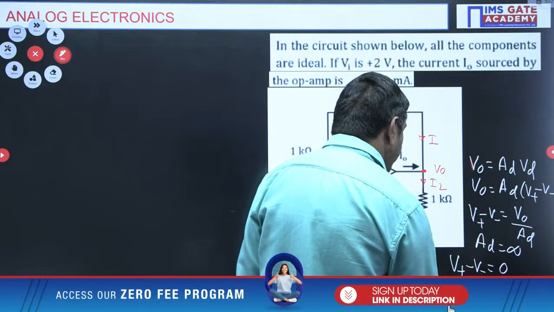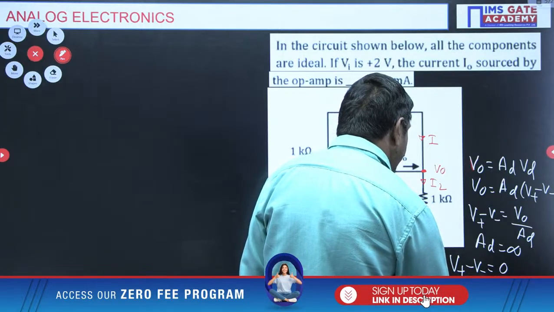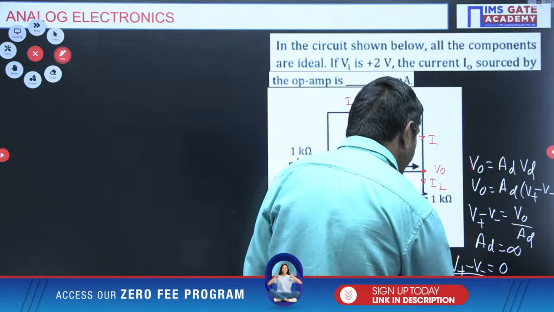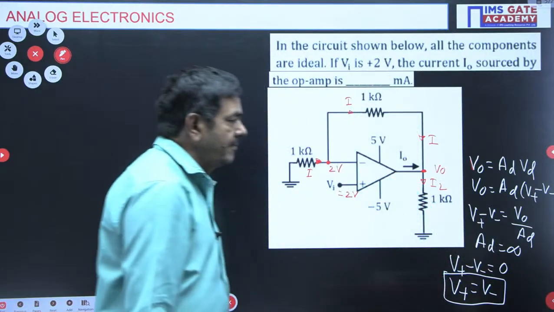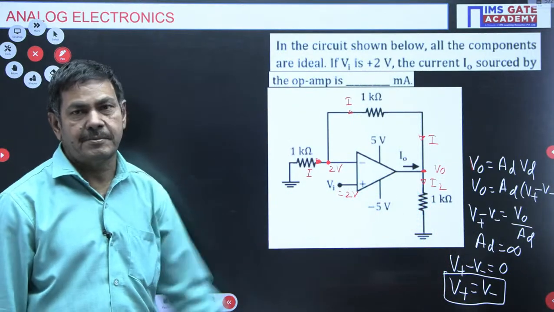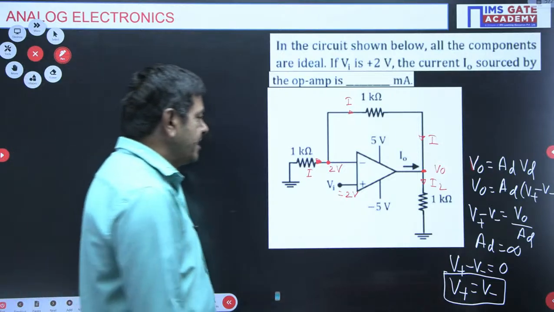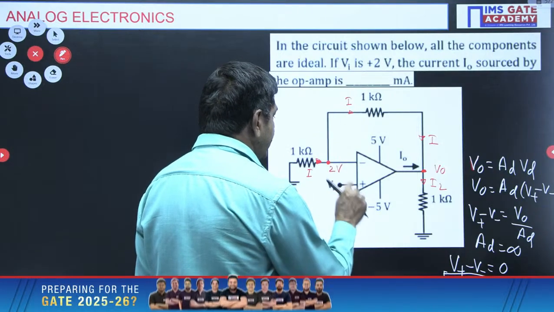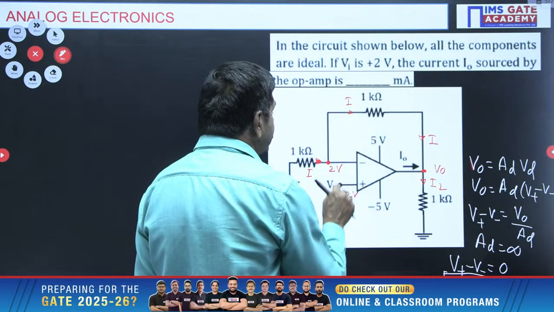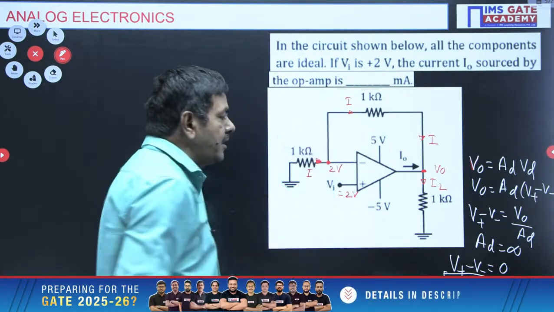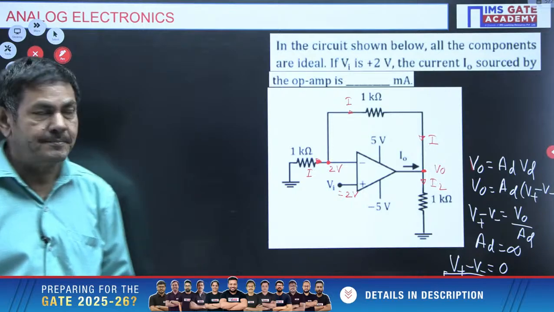So finally V plus equals V minus only. No doubt, V plus equals V minus. That is what we call the virtual ground concept. Anyhow, V plus equals V minus: if V plus is given a voltage, V minus also gets the same voltage.